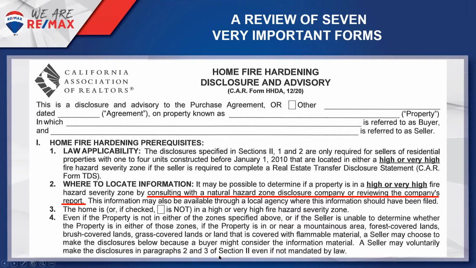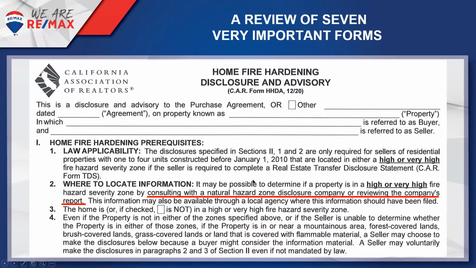Now, there's a bit of confusion relative to the civil code and the natural hazard reports. The civil code recognizes 3 distinct fire zones. One is the high zone, the other is the very high zone. There's also a moderate fire zone. Interestingly enough, the law does not require this disclosure in a moderate fire zone. However, the natural hazard reports generally lump high and moderate in a single category called wildland fires.